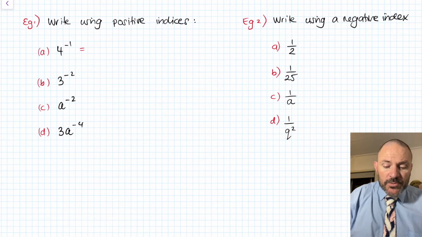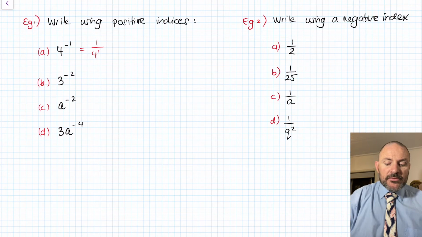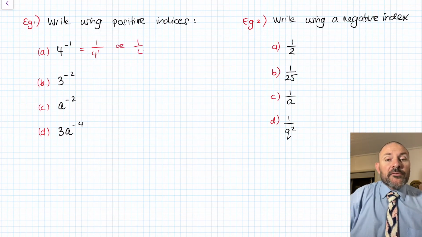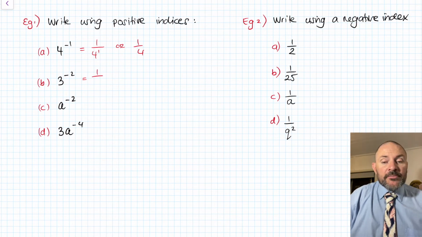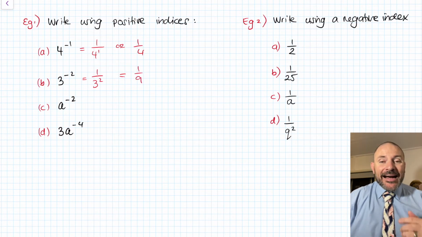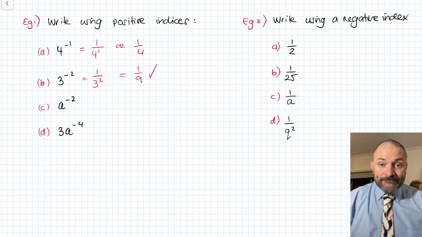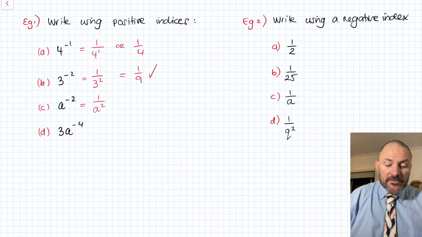The negative means 1 over 4 to the power of 1, or 1 over 4. The next one, the negative means 1 over 3 to the power of 2, or better, 1 over 9. Do you have to simplify? You do. Next one, negative means 1 over a to the power of 2.